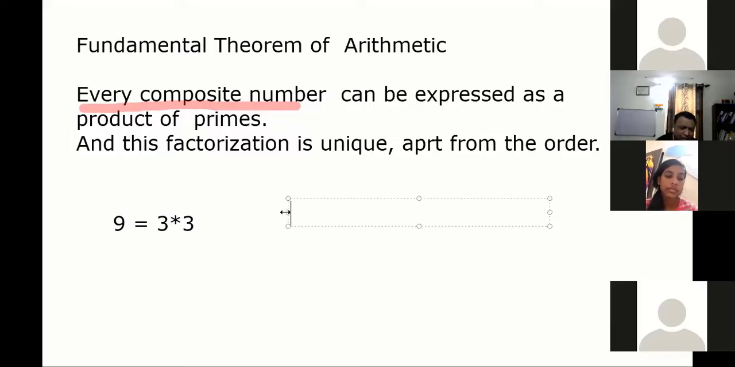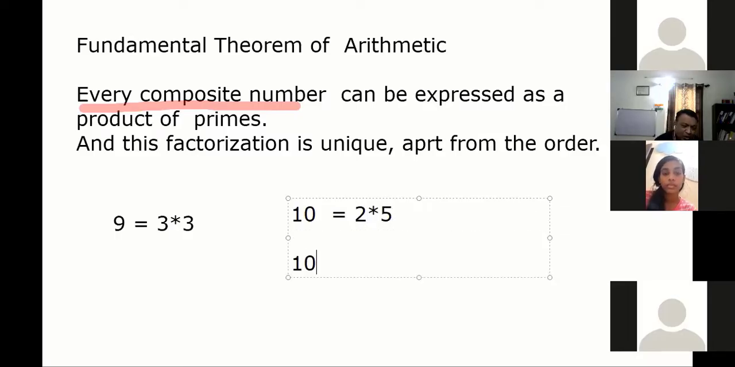You tell me, Dhruv, any composite number. Say 10. Yes, sir. When you factor 10, it can be a product of primes only. So 10 is 2 into 5. Or you can also write it as 5 into 2. Order does not matter, whether you write 2 into 5 or 5 into 2. Order can be changed. That's why I say irrespective of the order.